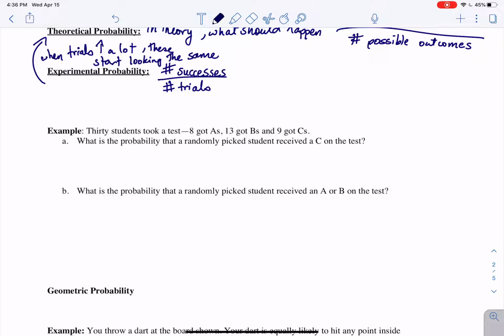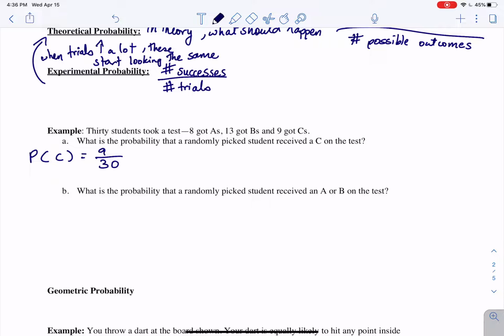Sometimes we just don't have a way to think about it theoretically. So on this one, I have 30 students take a test. 8 got A's, 13 got B's, 9 got C's. If I pick a random person from this 30-person class, the probability that that person got a C, I can only get based on this experimental data that I have. 9 out of 30 people have C's, so the probability that someone got a C is 9 out of 30.